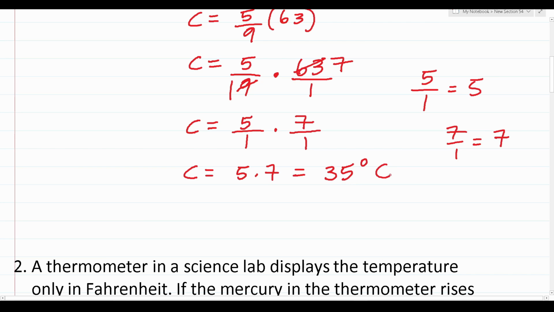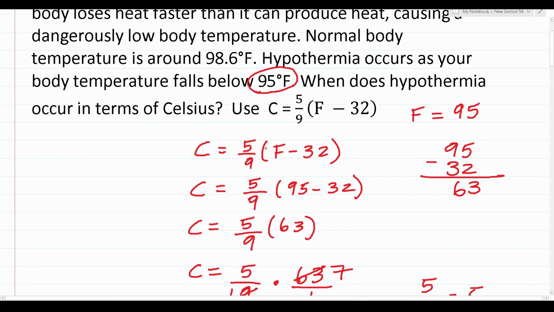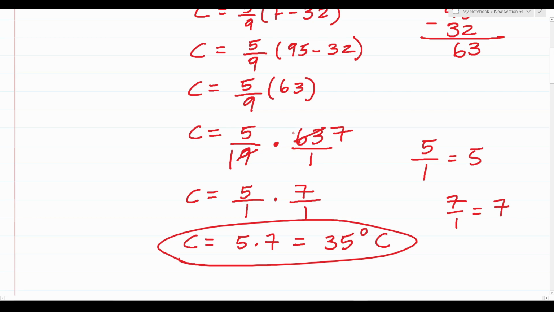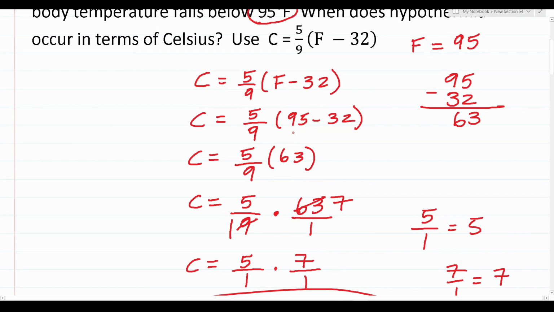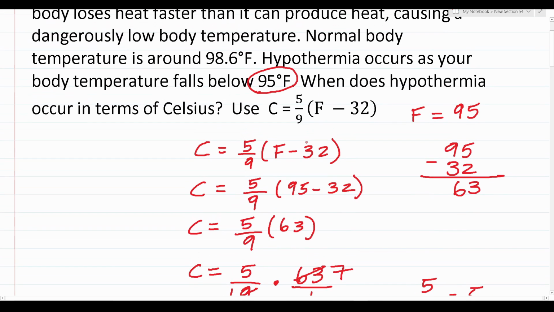So the answer to this one is hypothermia occurs at 35 degrees Celsius, which is the equivalent of 95 degrees Fahrenheit. And as you saw, in order to use this formula, we first had to identify our F, and then after that, we had to be confident in our ability to work with fractions here in order to solve for C.